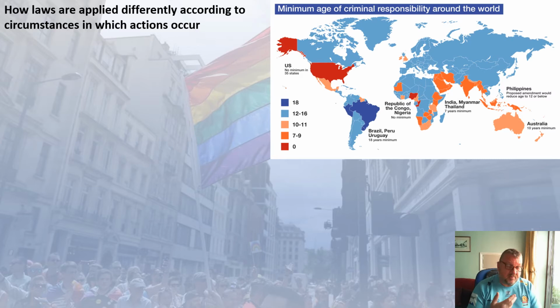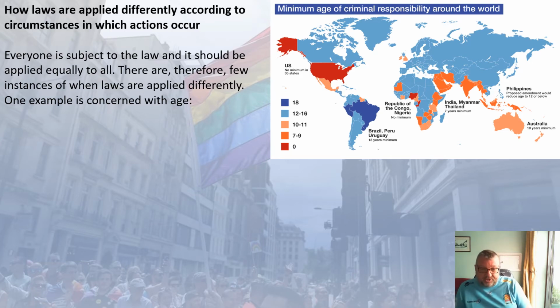before I go and look at the way the law has changed in depth on homosexuality, we also need to be clear that sometimes laws are applied differently according to the circumstances in which actions occur. So not only do you have this cultural variation in laws, but you also have the laws being applied differently. It would be true to say that everyone is subject to the law, and therefore in theory the law should apply equally to all. If it's supposed to apply equally to all, you shouldn't have very many instances when laws are applied differently. But there are a couple of examples.